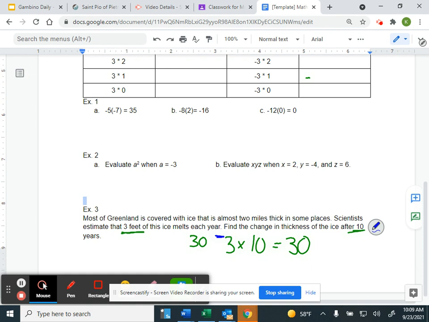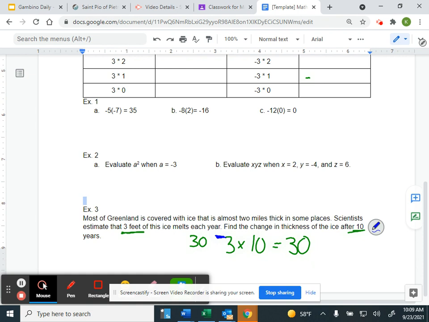When we melt, it's taking away. So it's very important when you are reading these word problems, especially when we know we're working with positive and negative numbers, that you pay attention. Is it going to be a positive or a negative? So melting means it's taking away, so it's negative. So now we have a negative times a positive.